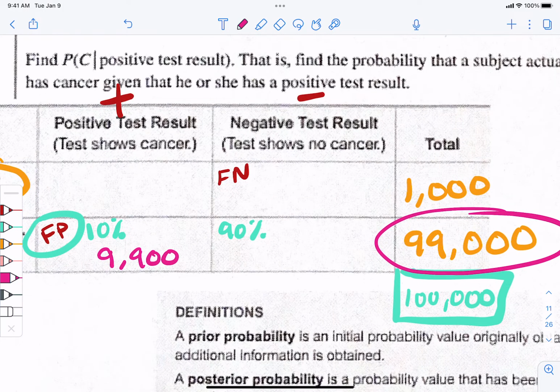So that's 89,100. I don't know if I did that right. Check me. 89,100 plus 9,900. Is it 89,100? Okay, so I can get those numbers that way.